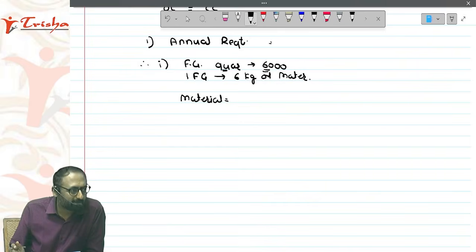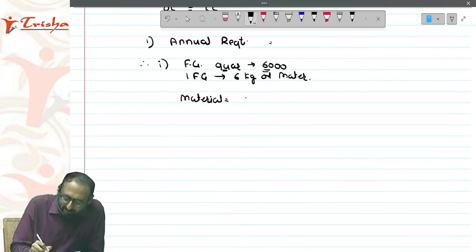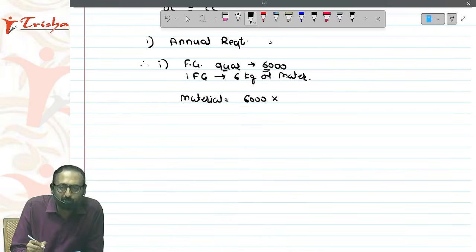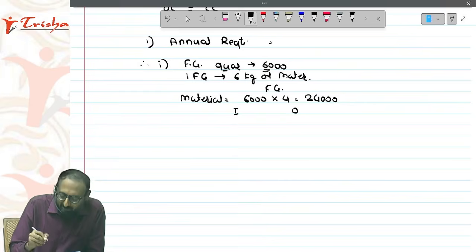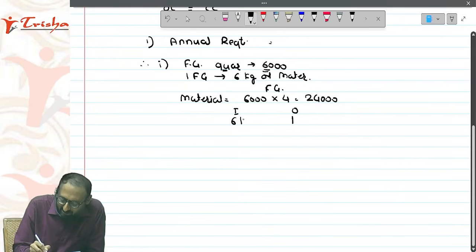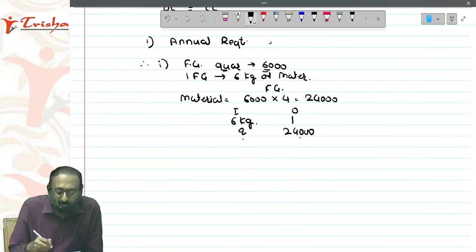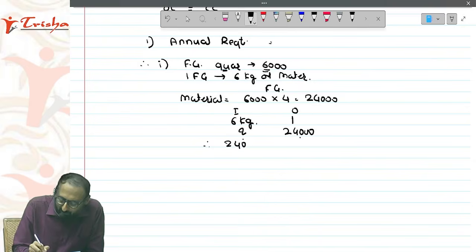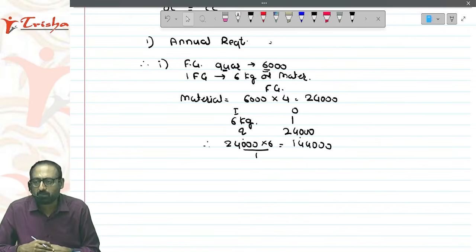1,44,000. How did you calculate that? First of all, find the requirement of the final product. 6,000 per quarter multiplied by 4 quarters. So the final product requirement is 24,000, correct? Then apply the input output ratio. One unit of final product requires 6 kg of material. So if you want to produce 24,000 units of final product, the requirement of material is 24,000 multiplied by 6 divided by 1, which is 1,44,000. Is it clear to every one of you?